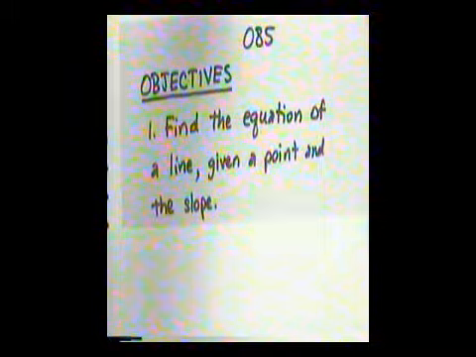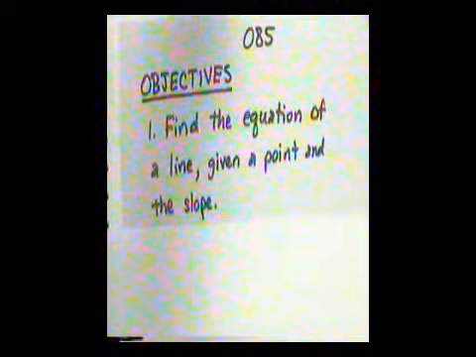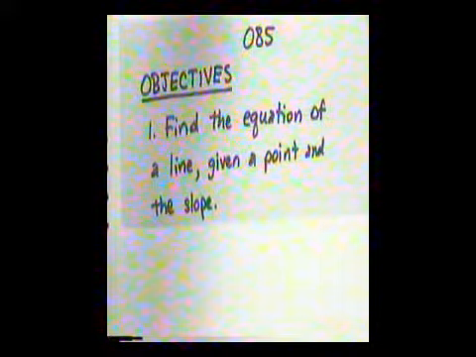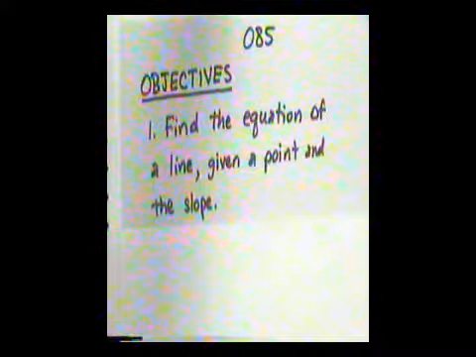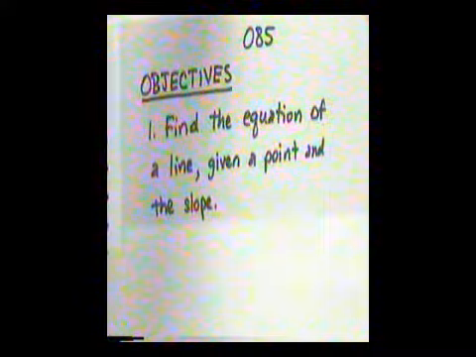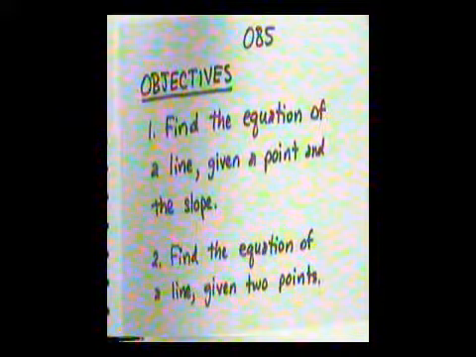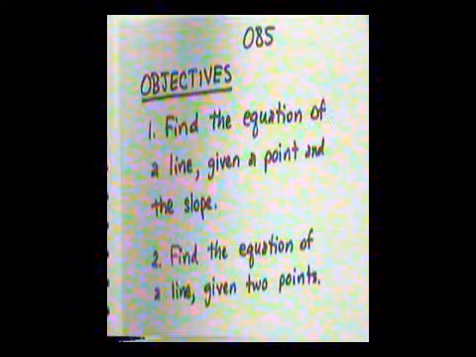On this tape we have two objectives. Objective 1 is to find the equation of a line given a point and the slope. Objective 2 is to find the equation of a line given 2 points.